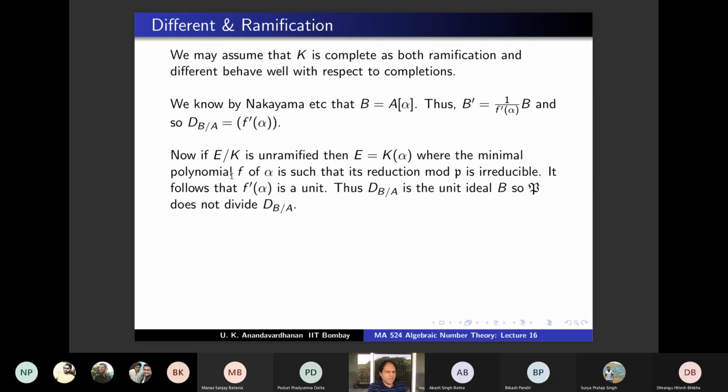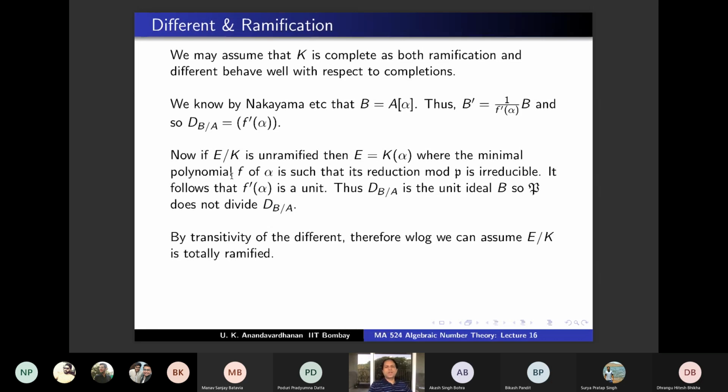And how is the different behaving in a tower of extensions? The different is transitive. So if you have E over F over K, then the different of that times the different of this is the different of the full extension. And the different of this unramified part is trivial. So what that means is the different of an extension is the same as the different of the totally ramified part. So by transitivity of the different, without loss of generality, you can assume that E over K is totally ramified.